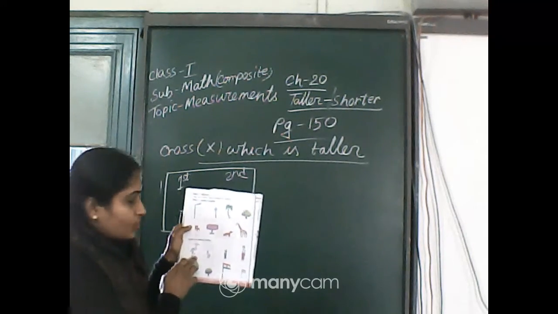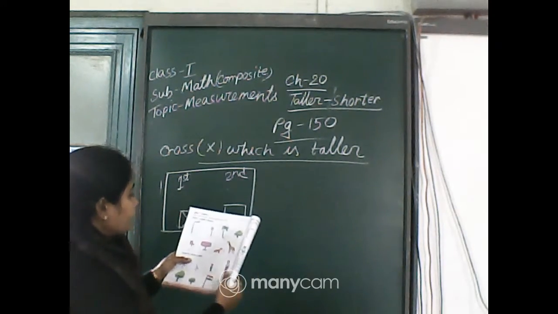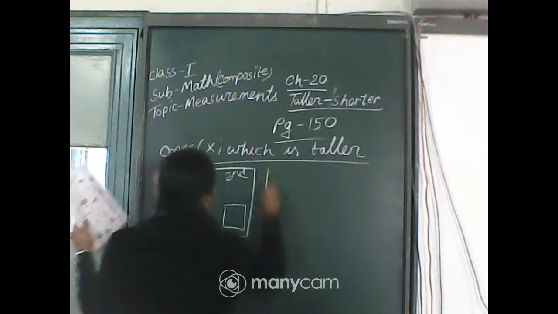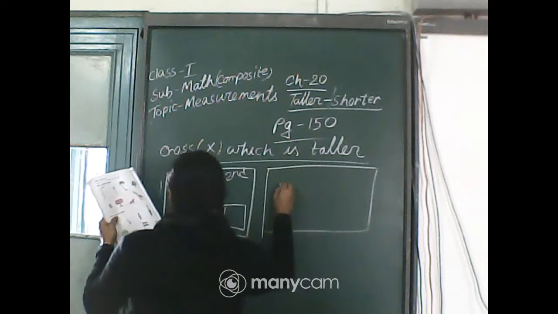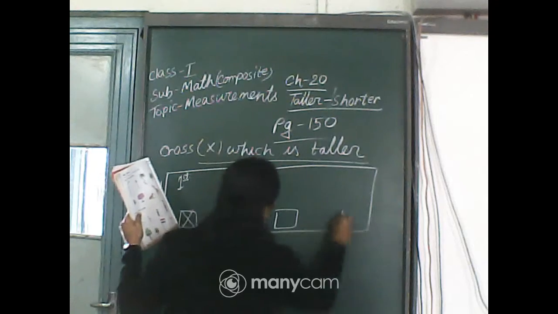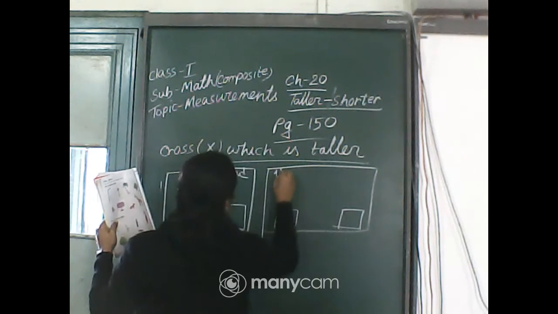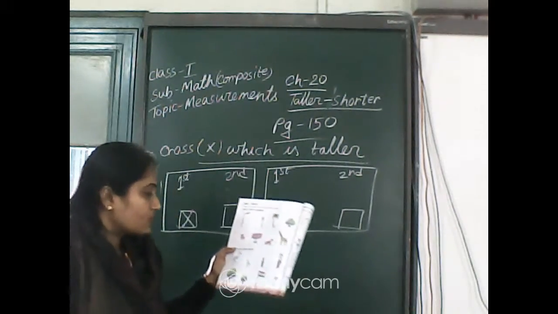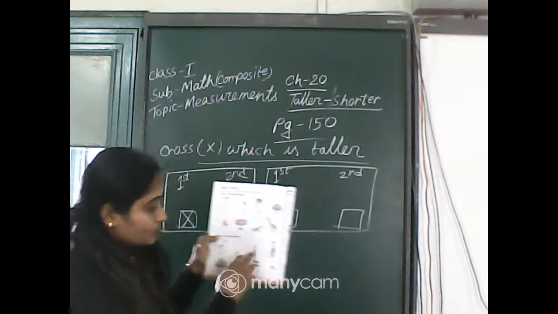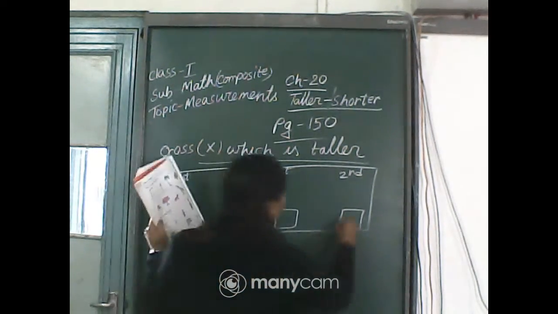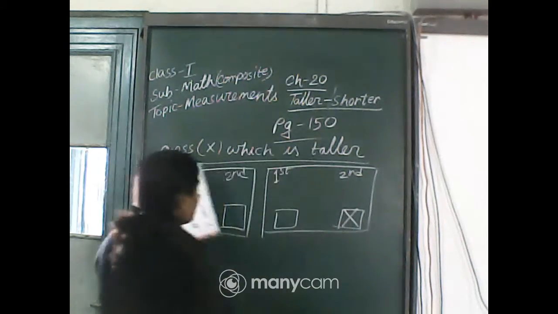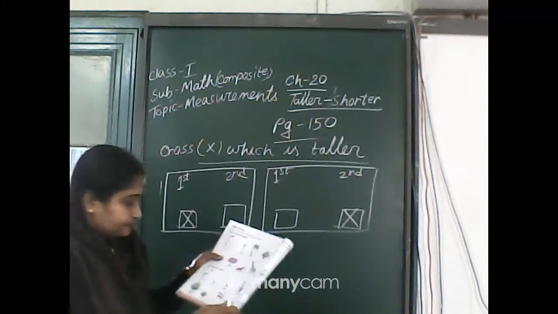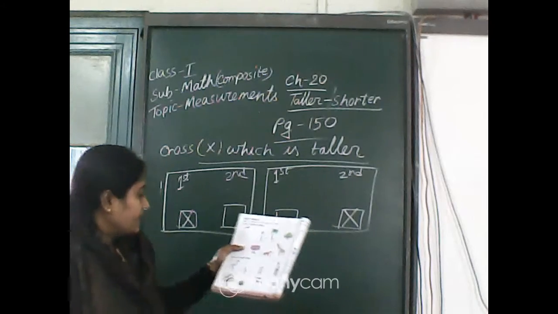This is taller. Now here is a man and a boy. First picture a boy and the second picture a man. You have to put a cross on which is taller. The man is taller than the boy, so please put a cross on the second picture.